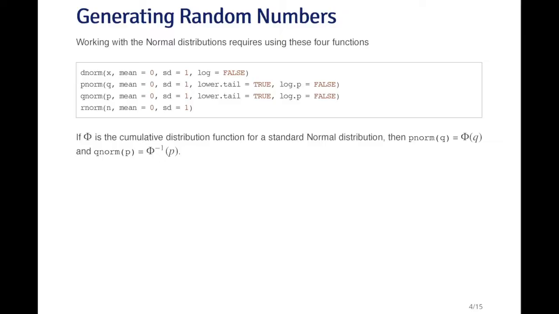And finally, for rnorm, there's only two parameters, mean and standard deviation, and then n, which is the number of random variables that you want to generate. So if n is 100, you'll get a vector of 100 numbers that are drawn from the normal distribution. So, just to be more explicit, if phi is the cumulative distribution function for the standard normal distribution, then pnorm is equivalent to phi, and qnorm is equivalent to the inverse of phi.